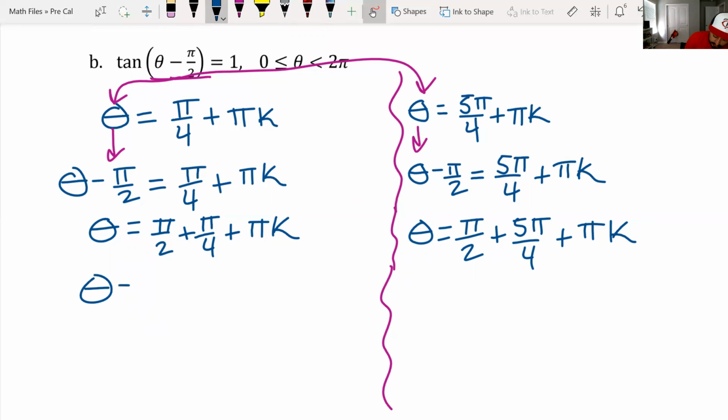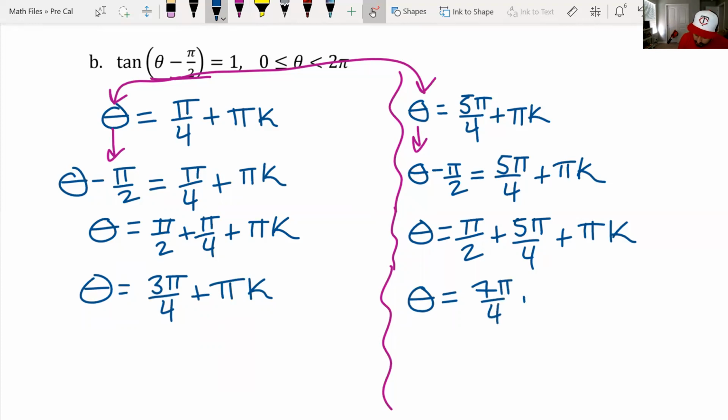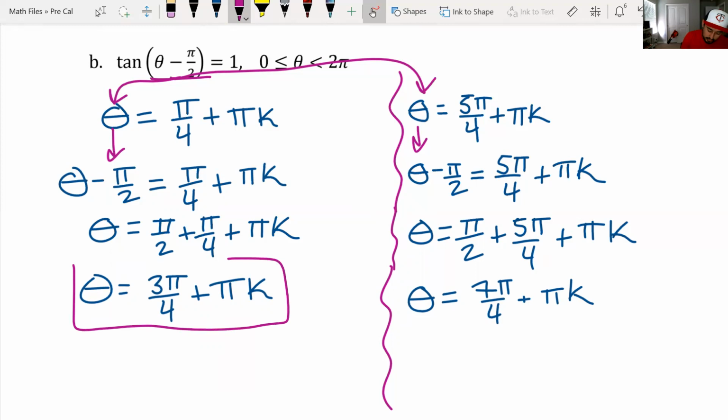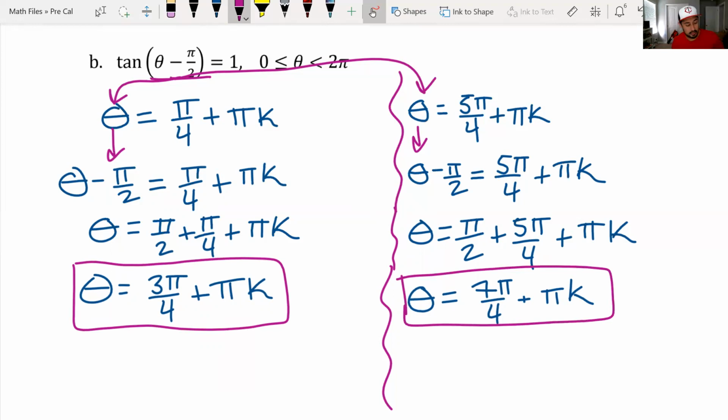So our general solution is going to be 3 pi over 4 plus pi k. Over here, add a pi over 2, that's 2 pi over 4 plus 5 pi over 4, that should be 7 pi over 4 plus pi k. These again are your general solutions. General solutions.